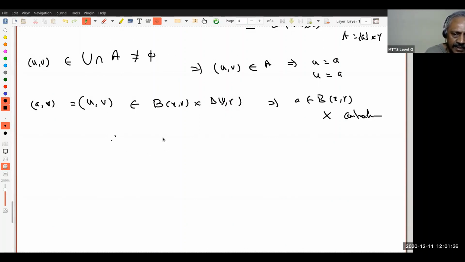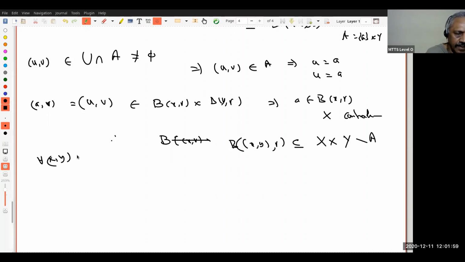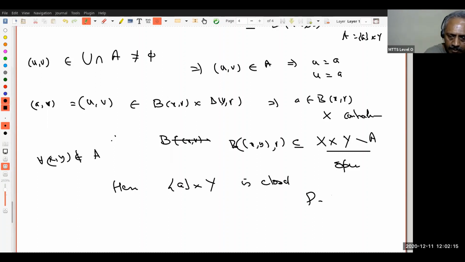Therefore, we have shown that this open ball B((x, y), r) is contained in X cross Y minus A. This is true for every (x, y) in the complement. Therefore, the complement is open, and hence singleton {a} cross Y is closed. Pause, review, proceed.